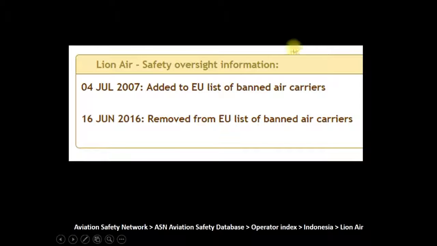On a side note, we can see here recently, just about a month ago, that Lion Air was removed from the EU list of banned air carriers, which is good news for Lion Air.